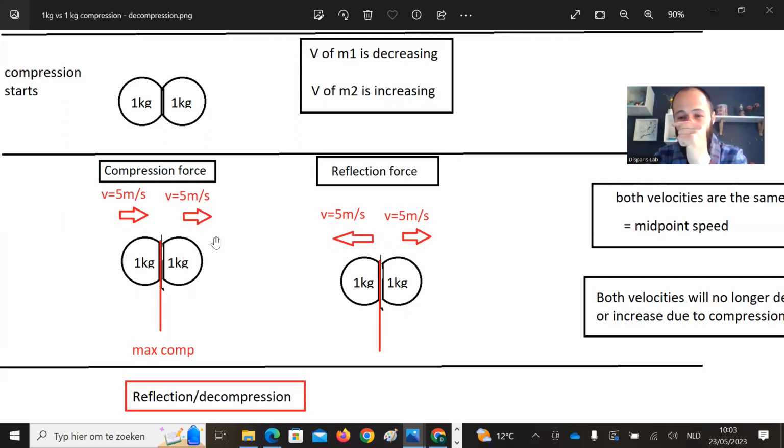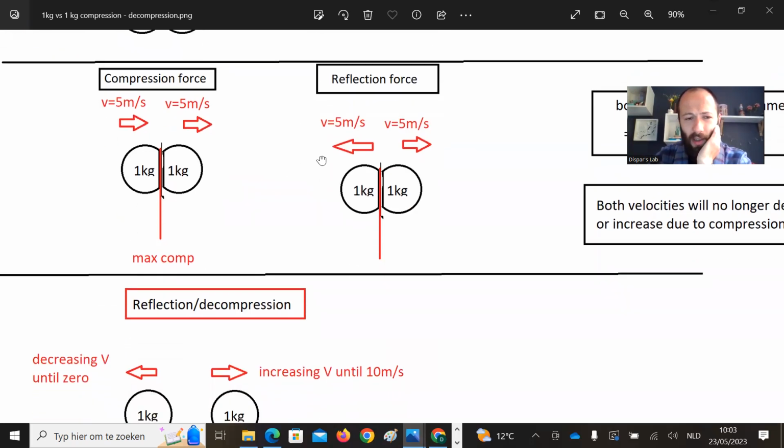So it was going 5 meters per second in that direction, and now it's being pushed back 5 meters per second in that direction. So we have 5 minus 5 equals 0. So mass 1 will be standing still, and mass 2 already was going at 5 meters per second plus an additional 5 meters per second equals 10 meters per second. So total transfer of energy, we start with 10, 0, and we end up with 0, 10. So that makes sense for equal masses.